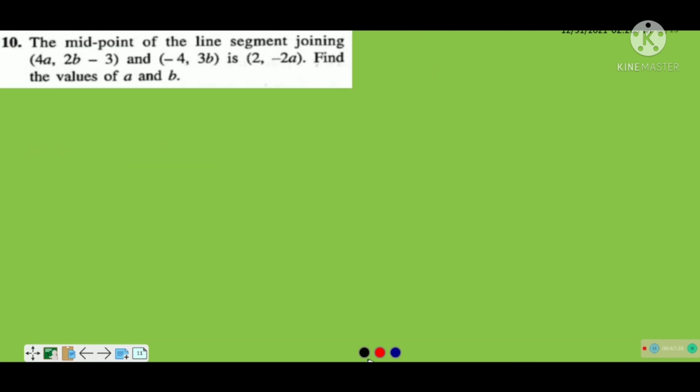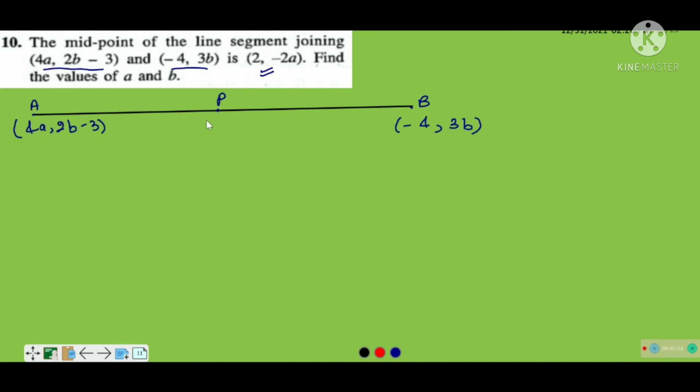Question number 10. The midpoint of the line segment joining this and this is (2, -2a). The coordinates of the midpoint are given, and we have to find the values of A and B. Coordinates of A are (4a, 2b minus 3), coordinates of B are (minus 4, 3b), and P is the midpoint whose coordinates are (2, minus 2). On this basis we have to find the values of A and B.